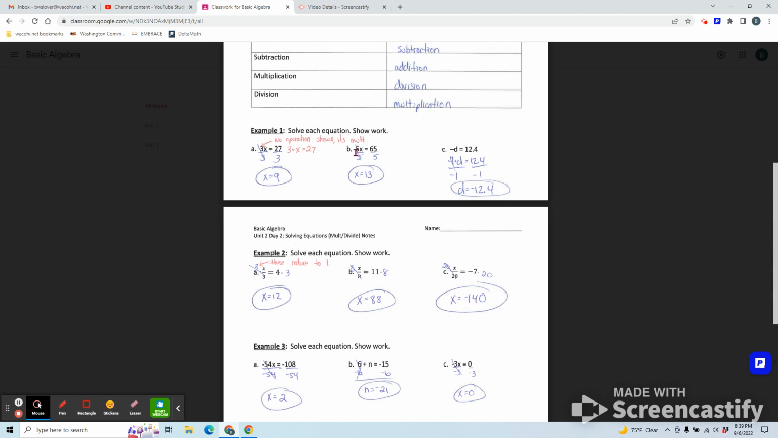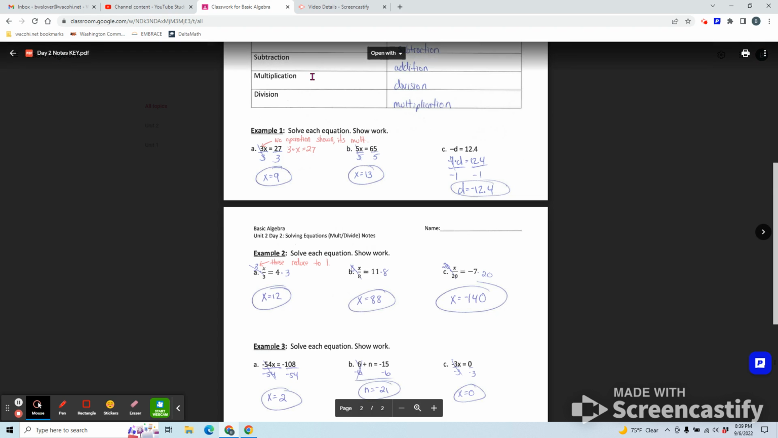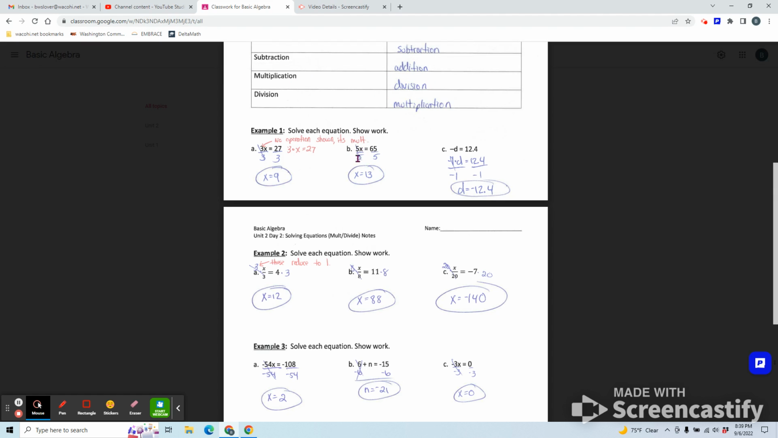Let's look at letter B. 5x equals 65. Once again, that's really saying 5 times x equals 65. So to undo multiplication, I'm going to use division. So I'm going to divide both sides by 5. 5x divided by 5 is just x, or 1x. They mean the same thing. 65 divided by 5 is going to give me 13.